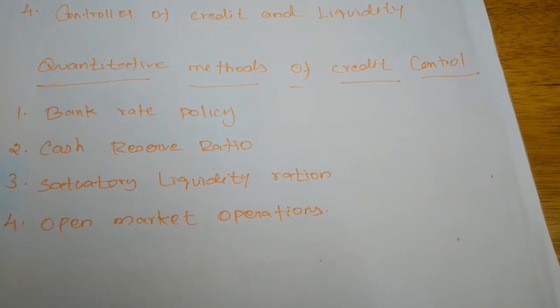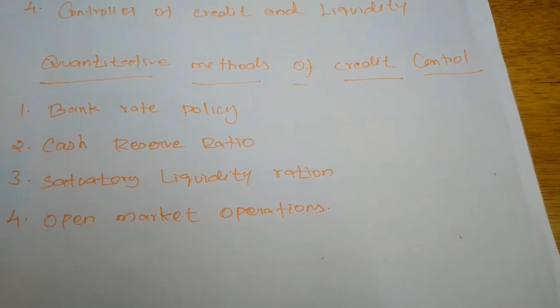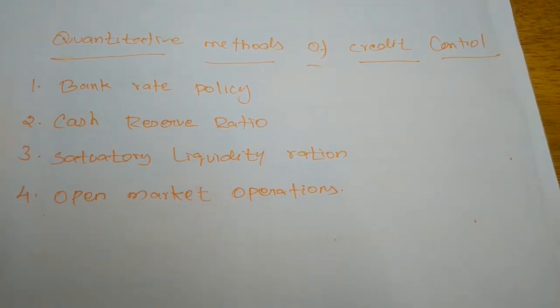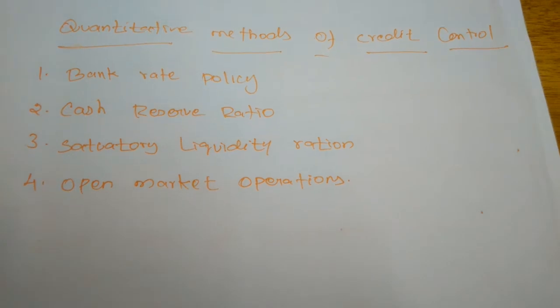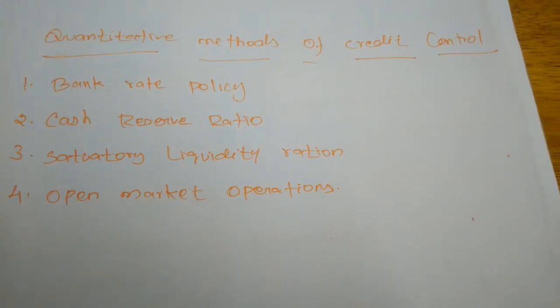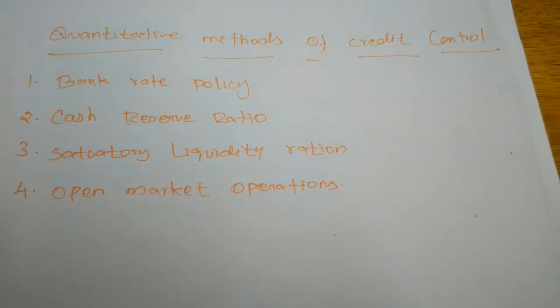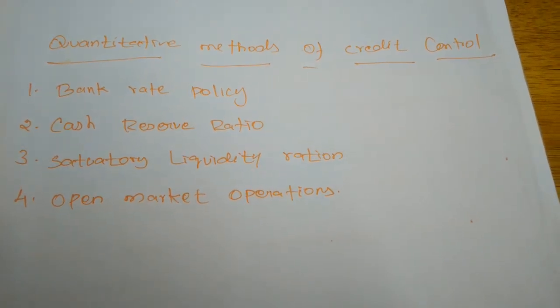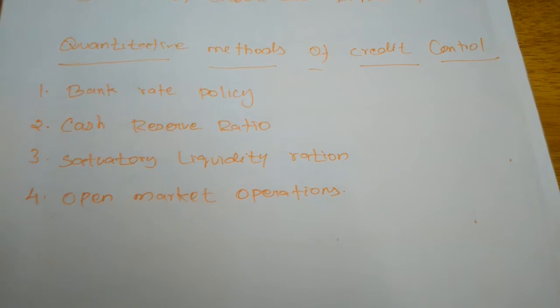It will be using two types of methods. First one is the quantitative method, another one is the qualitative method. So yesterday we studied the quantitative method. Under the quantitative method, first it will use the bank rate policy. Bank rate policy means the rate of interest for the loans provided by the commercial banks.